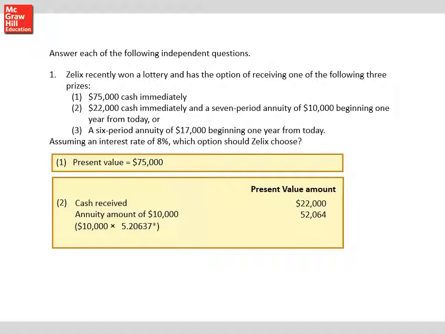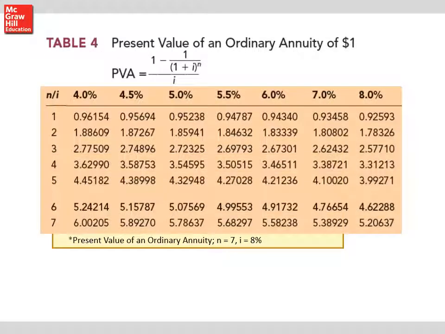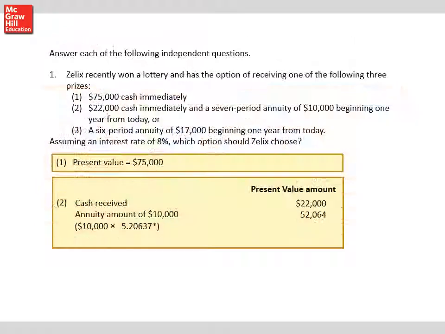10,000 times an ordinary annuity table. I forget what the interest rate was, and the time period would be the number of periods. Oh, there we go. So it was 8% interest for 7 periods. It gives us the factor of 5.20637. So that computation plus the 22,000. In scenario 2, the present value of that is really $74,064. So if you took item 2 today, that's all you would get.